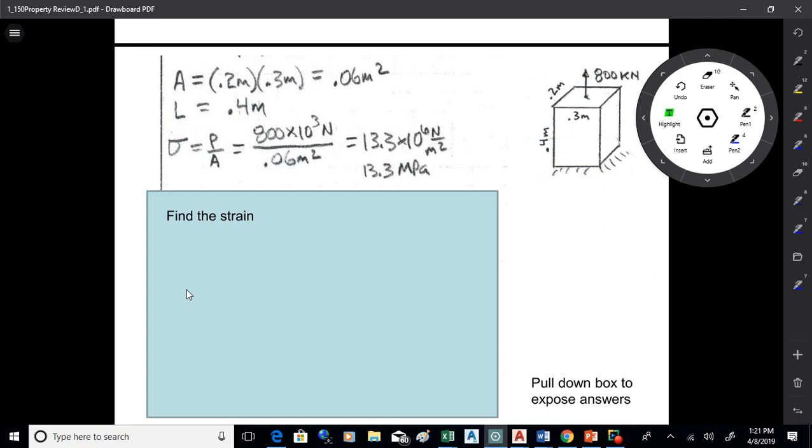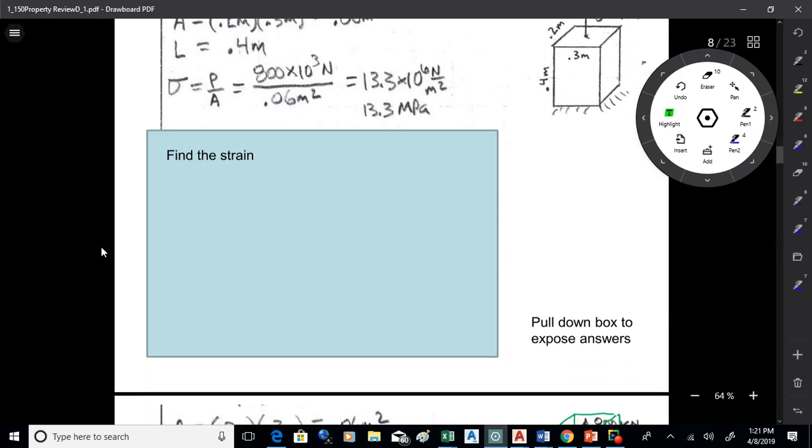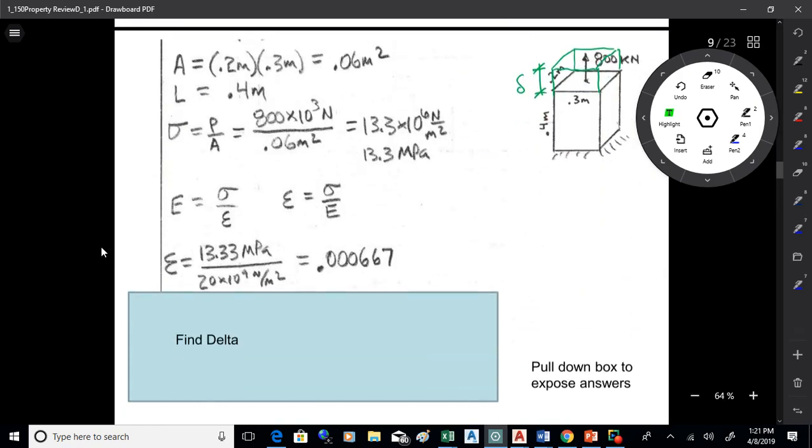Okay. There's the strain, 0.000667. I like that. All right. And then once you got the strain, you can find delta. So delta is the amount that thing lengthens by, is what delta is.